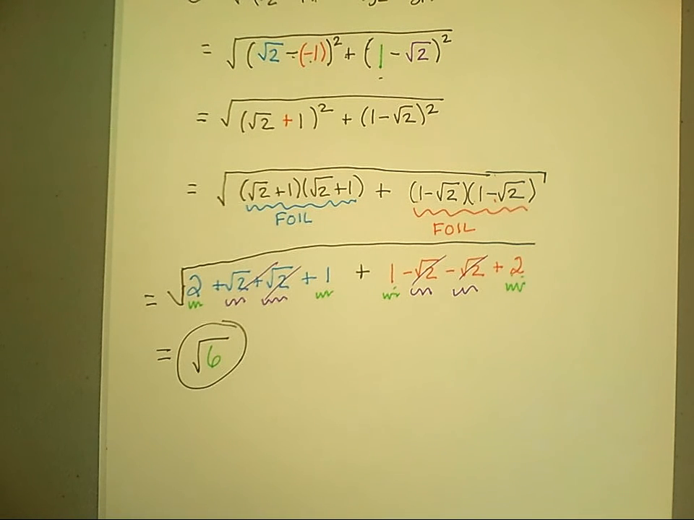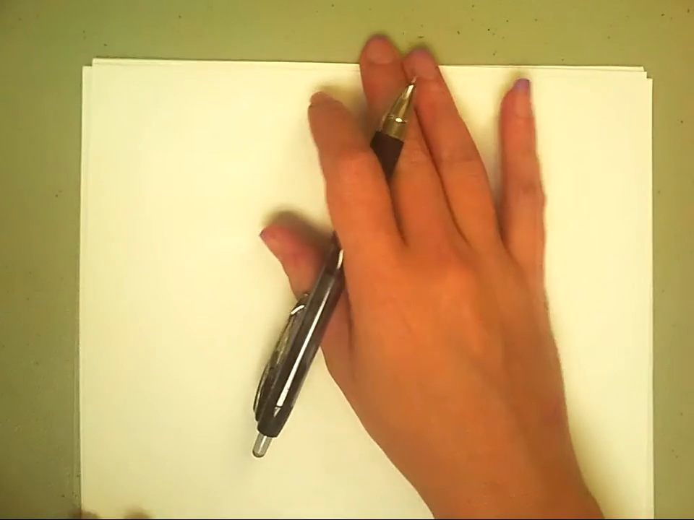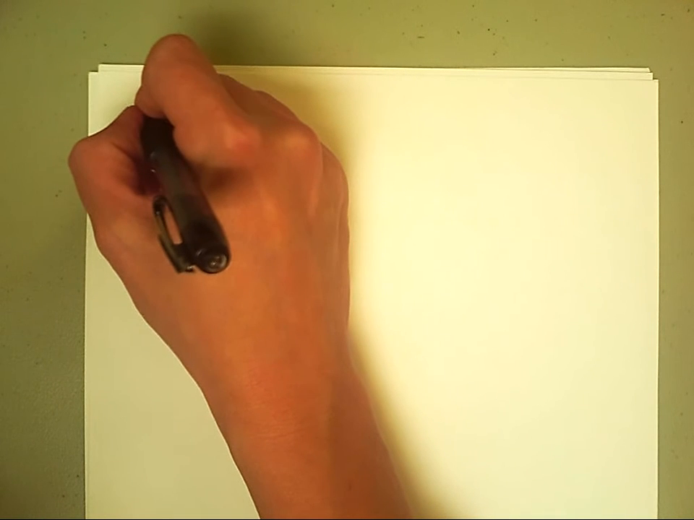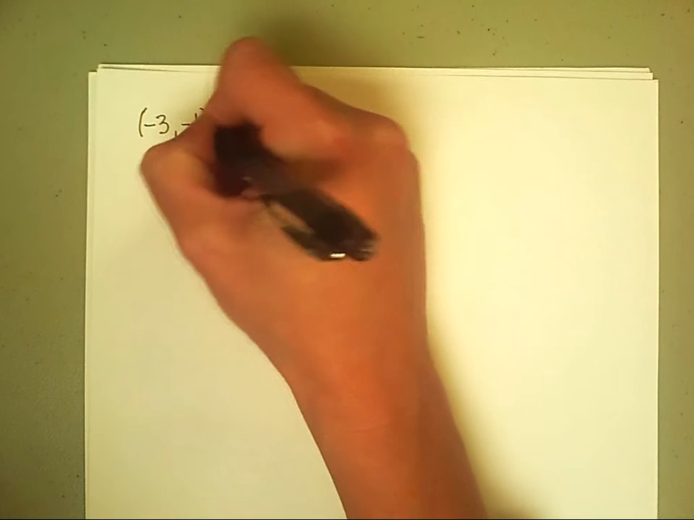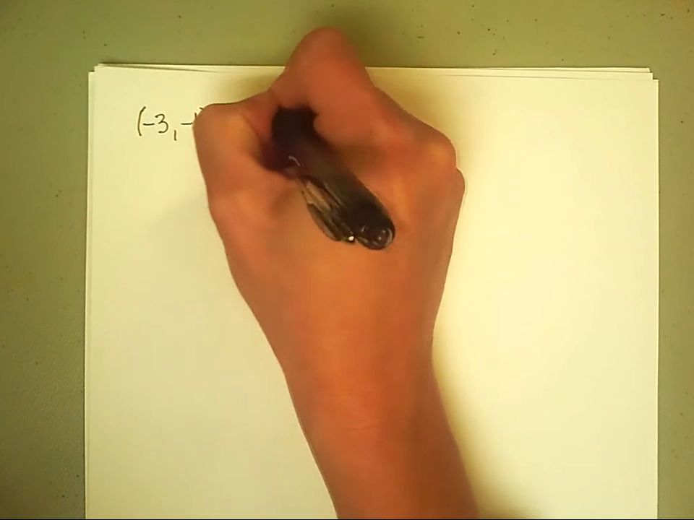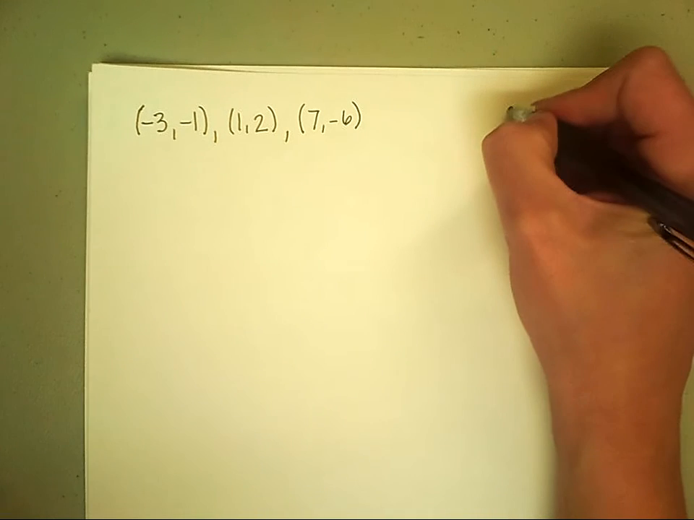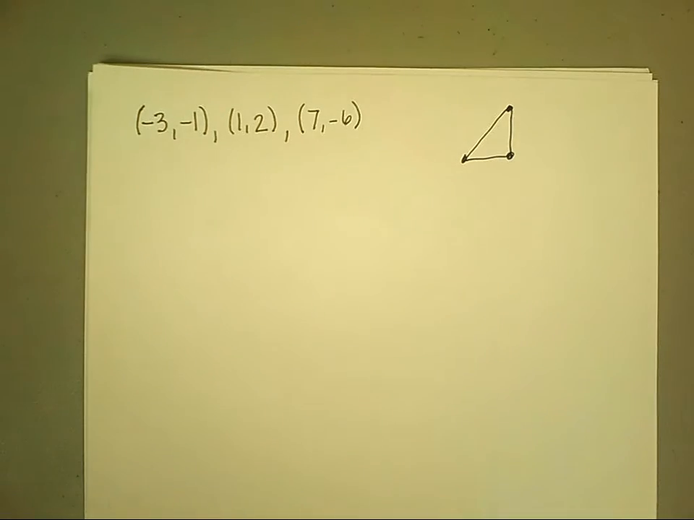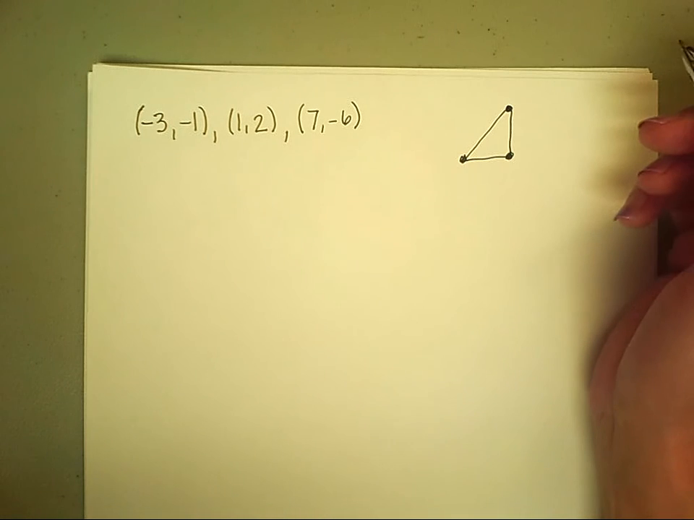Okay, now the next one's going to take a little bit of work. We're going to have to use the distance formula. They want us to prove that negative 3, negative 1, 1 comma 2, and 7 comma negative 6 are the vertices of some type of right triangle. I don't know which way it's oriented, but the vertices are these corner points.